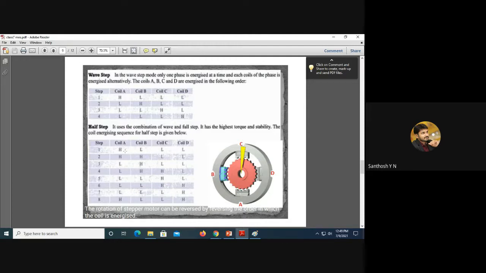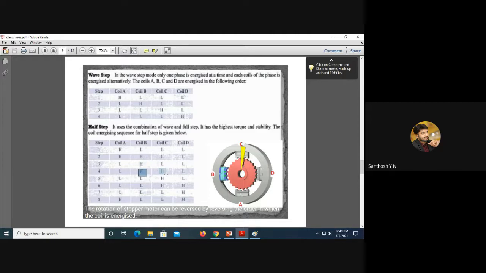See here, as we have already told, it is a combination of wave as well as full step. So first we are energizing A, and in the second step we are retaining A itself. The coil A is energized in the second step, and in the same step we are also energizing B. In the third step, you just observe all the coils are made low except coil B.